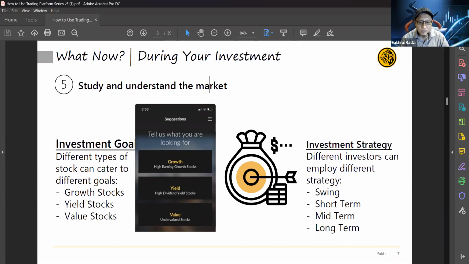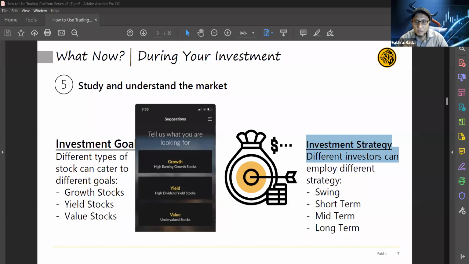Next, investment strategy. For investment strategy, different investors have different strategy. This is because not all investors have the same goal in terms of the time period. Some prefer long-term investment and some prefer short-term trading. For long-term, it's more than 1 year. For the mid-term, it's within 3 months to 1 year.